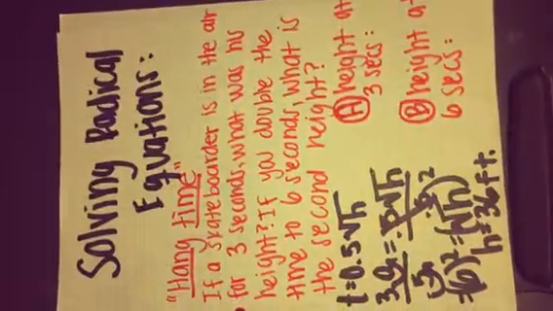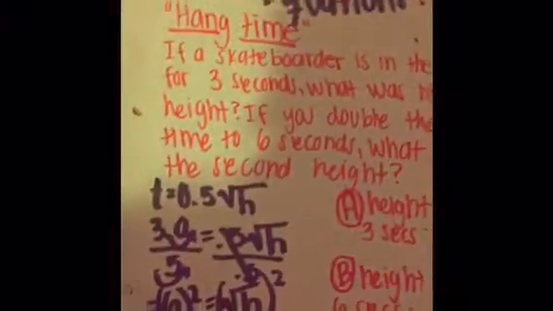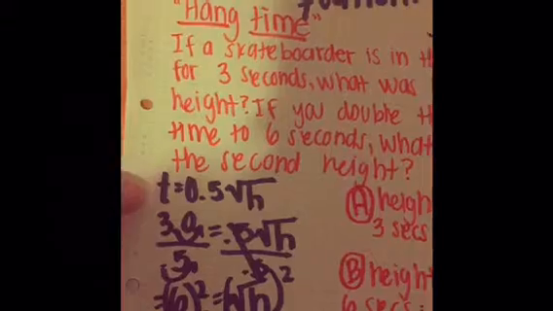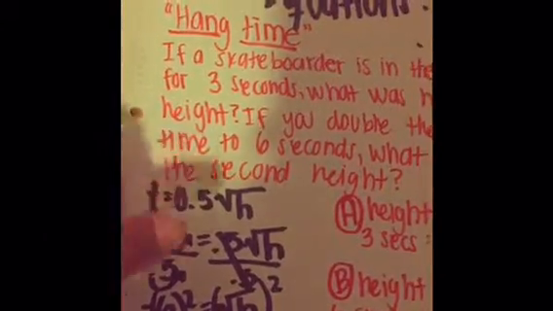So now we're on solving radical equations. The hang time problem. If a skateboarder is in the air for 3 seconds, what was his height? If you double the time to 6 seconds, what is the height? The equation for this one is t equals 0.5 square root h. Then you put the seconds equal to the equation.